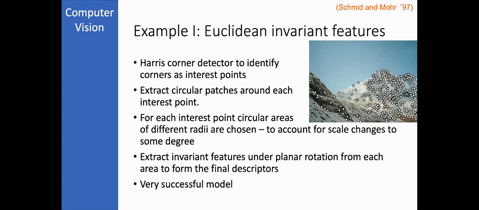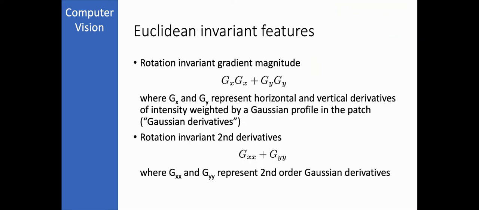Then, from the circular patches, you extract invariant features that do not change under planar rotation from one area to another to form the final descriptors. And it has been a very successful model. Mathematically, the features that you extract are the rotation invariant gradient magnitudes. So gx and gy here represent the horizontal and vertical derivatives. And remember, the patch you extract is circular. So you extract the gradients, but you weight the gradient values using a Gaussian profile centered at the patch center. This is what they call the Gaussian derivative.